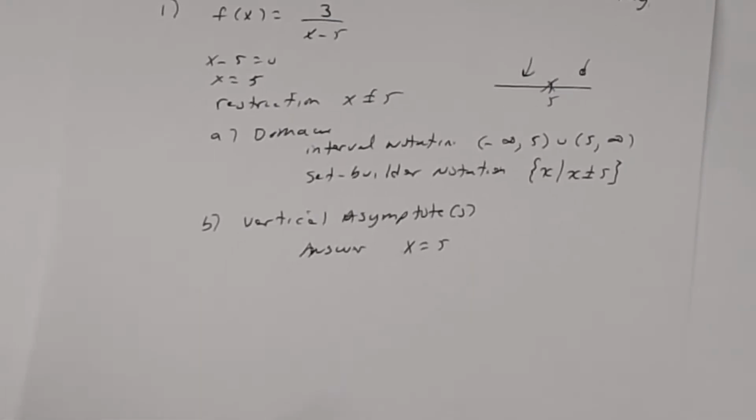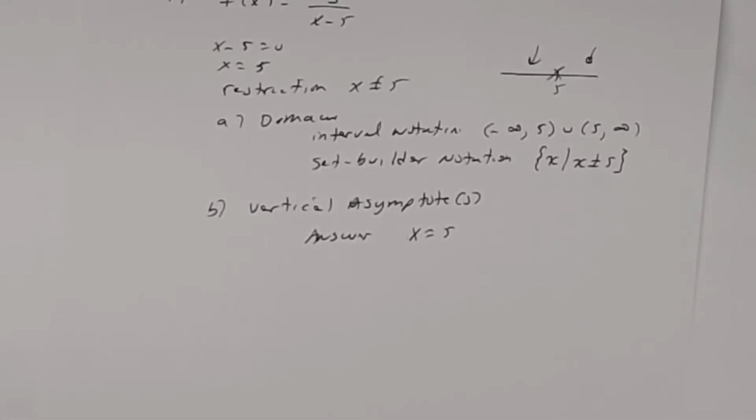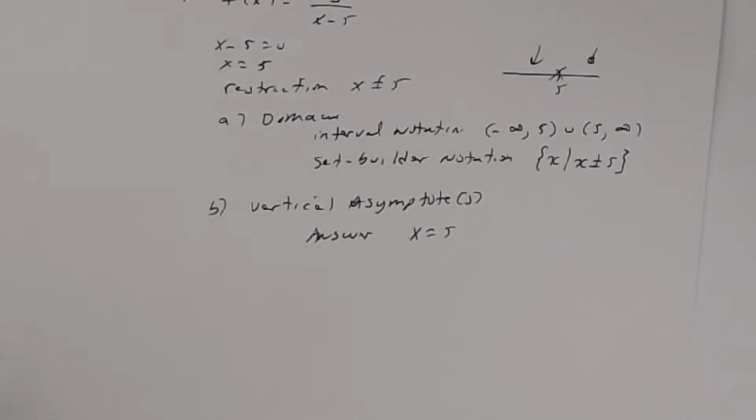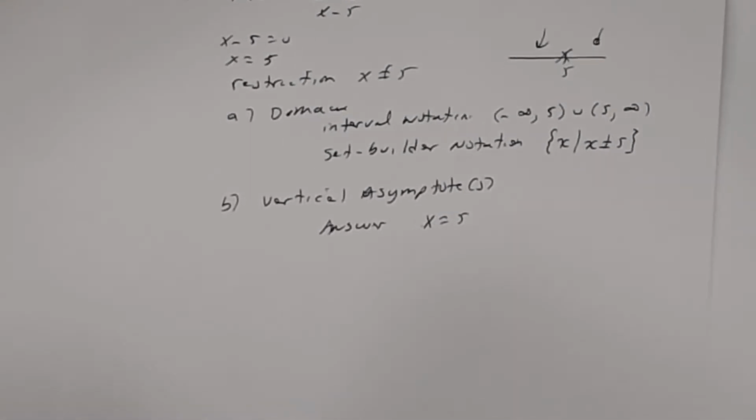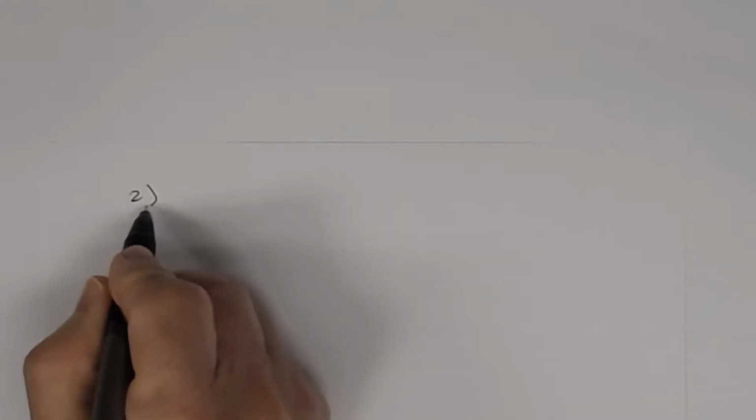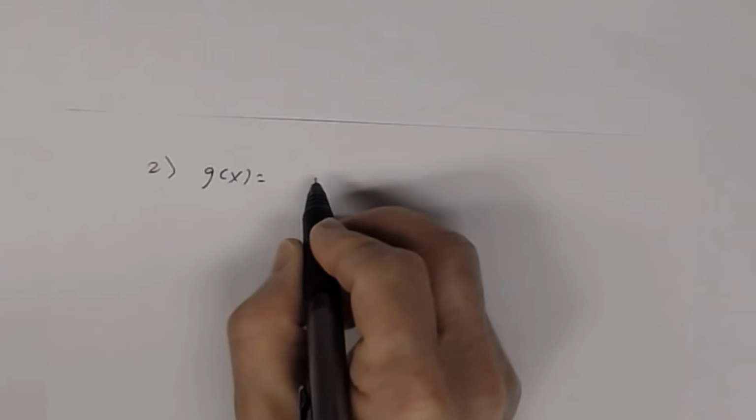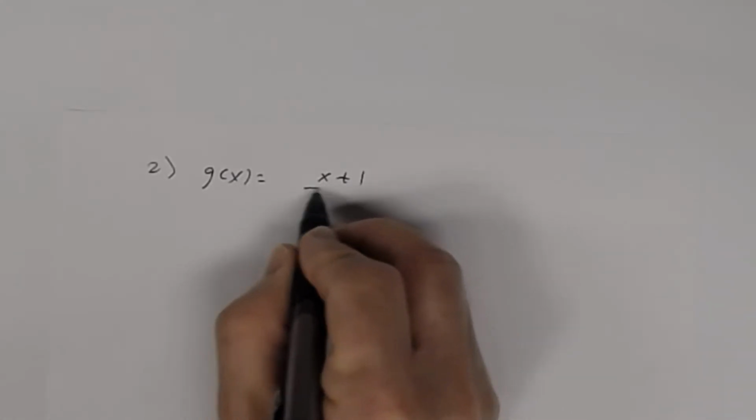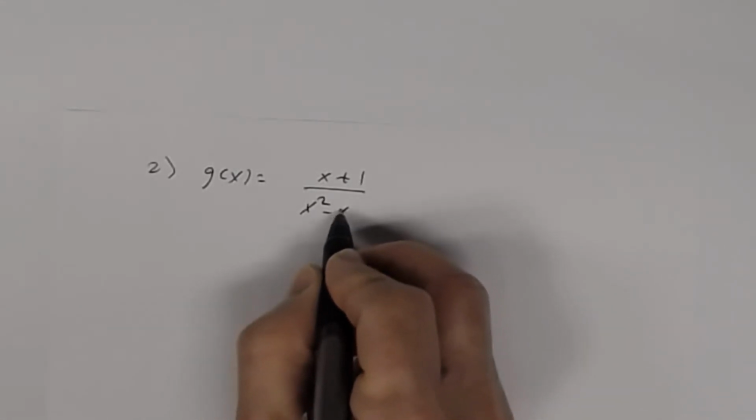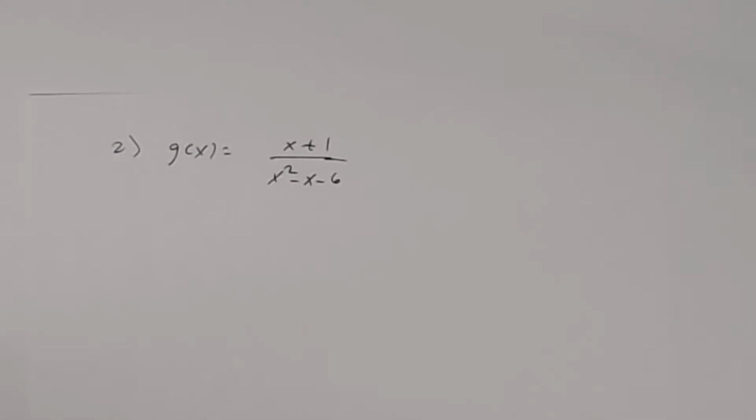Okay, let's look at number 2. Let me go ahead and use another sheet of paper. So this is number 2. In number 2, we have g of x equals x plus 1 divided by x squared minus x minus 6. So g of x equals x plus 1 divided by x squared minus x minus 6.